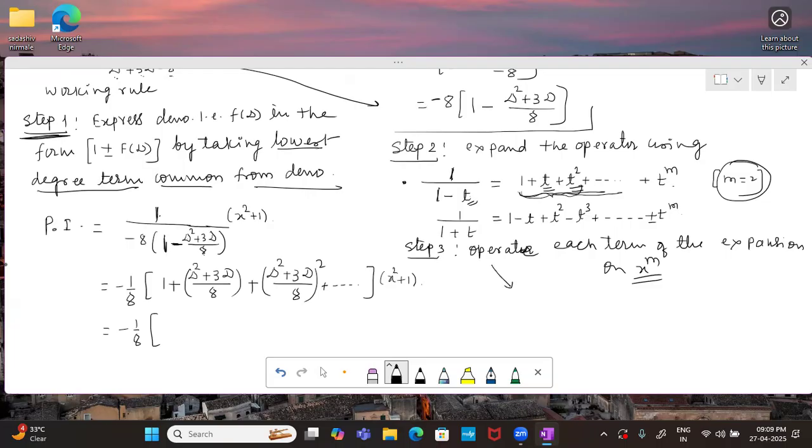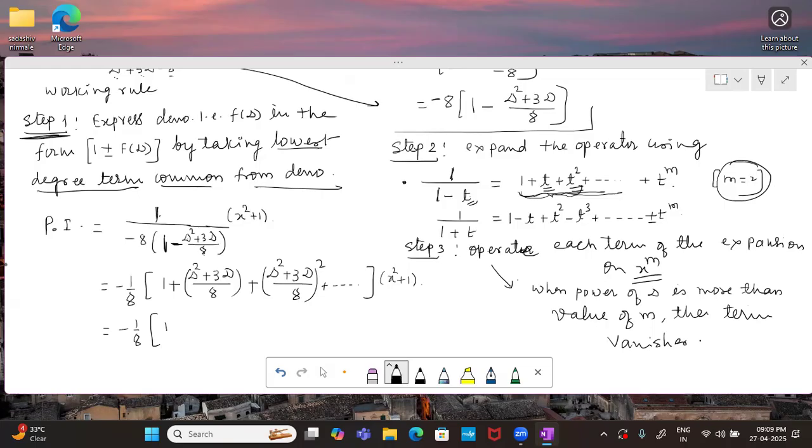And here also note that when power of d is more than the value of m, the term vanishes. So whenever the power of d is more than the value of m, that term will be 0.